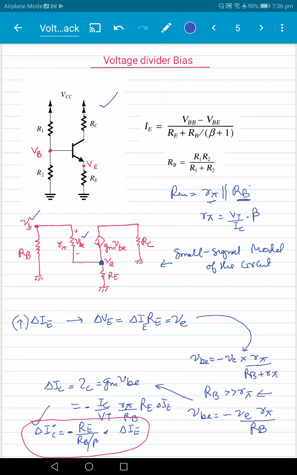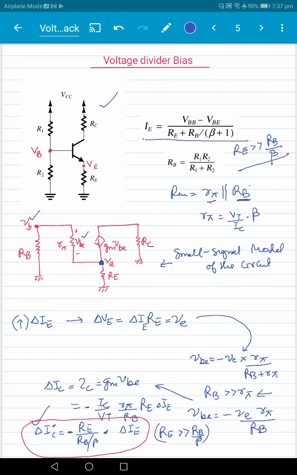And therefore, if you want the feedback to be strong, you would like to make RE much larger than RB by beta here, right? If you do that, then the feedback action will be strong, and the circuit will become insensitive to the beta, which is causing an increase in the emitter current. And this is also something that we see from this expression here, that the circuit becomes insensitive to beta only when RE is much larger than RB by beta here, right? This is the condition that we need to satisfy here, and this is what we get from this particular analysis.